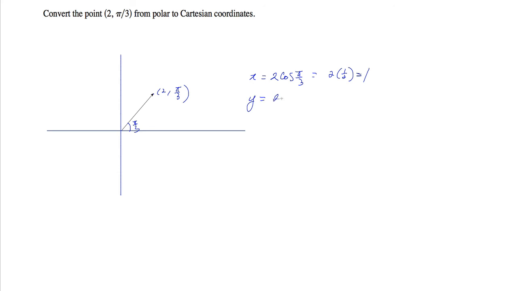Y is 2 times sine of pi over 3. Right, sine of pi over 3 is root 3 over 2, so we get root 3. Therefore, 2, pi over 3 in the polar coordinates is equal to the Cartesian coordinate of 1 and root 3.